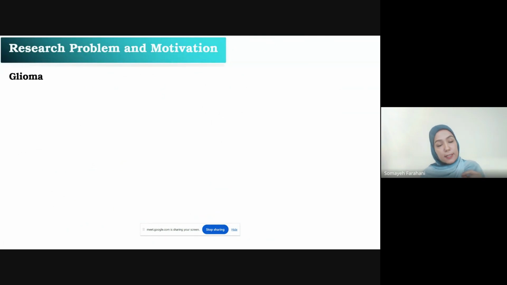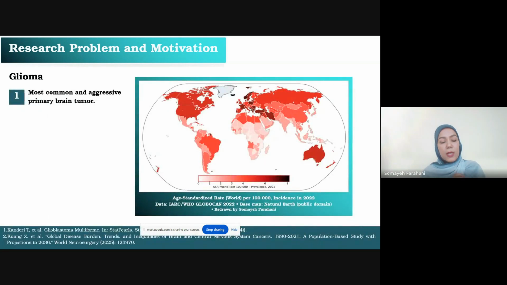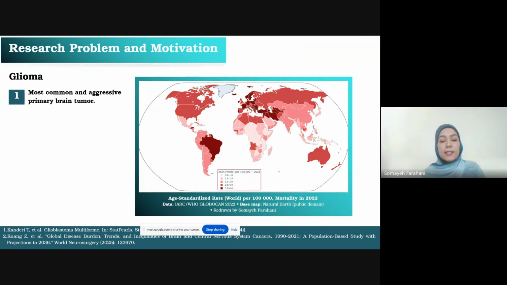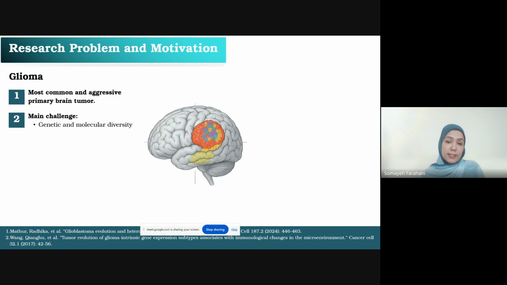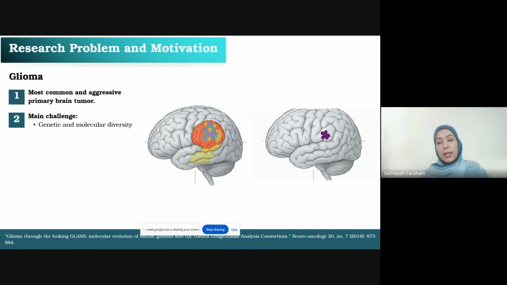So let's start with a simple question. Why focus on gliomas? Gliomas are not only the most common, but also among the most aggressive primary brain tumors. The 5-year survival rate is still under 20%, and this hasn't improved much in decades. One of the biggest challenges in treating gliomas is their genetic and molecular diversity. These tumors are very complex. They behave differently in different parts of the same tumor, and they also change rapidly over time.